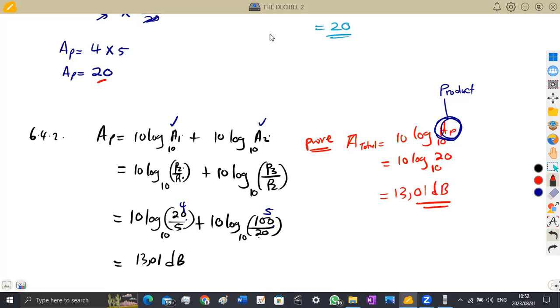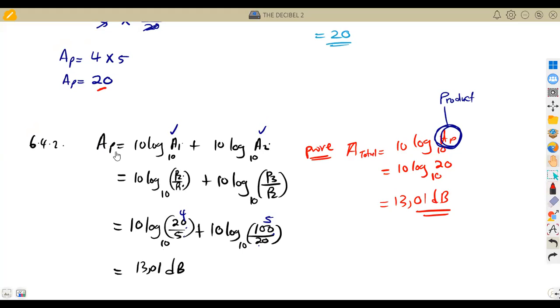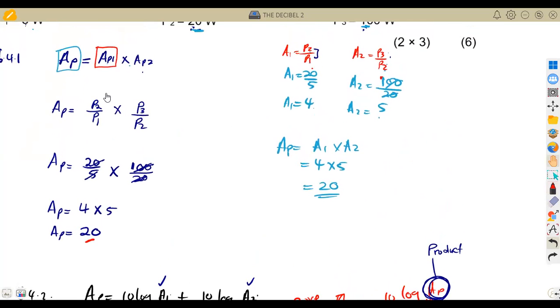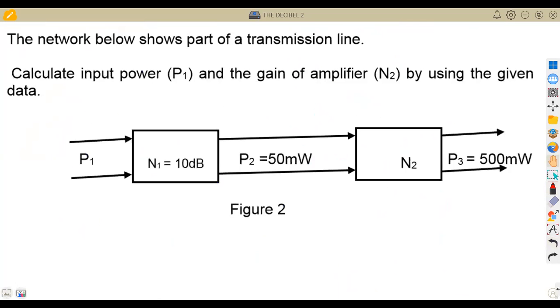So these are the methods that you're supposed to know. The two methods: the sum, which is the decibel method, then the product, which is the ratio method. You're talking about ratios there. If we check again, there's a similar question that I want us to check here. There's a similar question to this one.